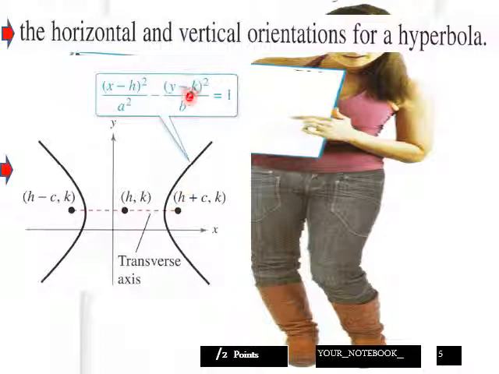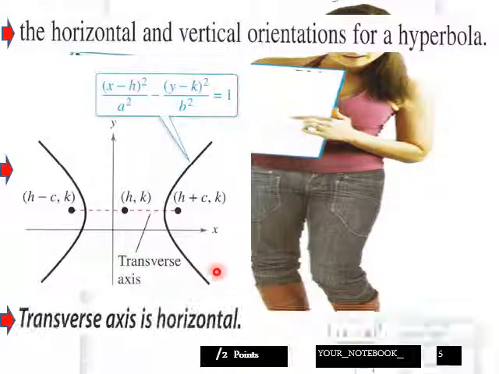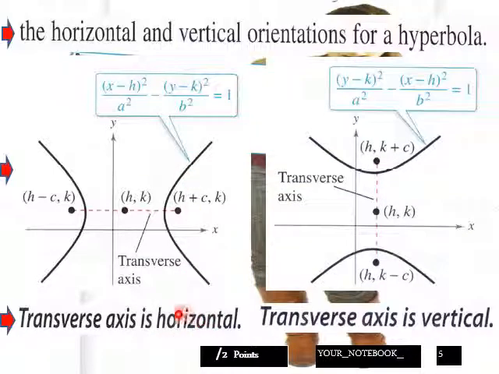And then the y minus k quantity squared over b squared equals 1. That would be the remainder of that standard form of an equation of a hyperbola. The transverse axis in the previous case is horizontal. Here it would be vertical. And when you have this situation, your a squared is going to be in the denominator of your y minus k quantity squared.